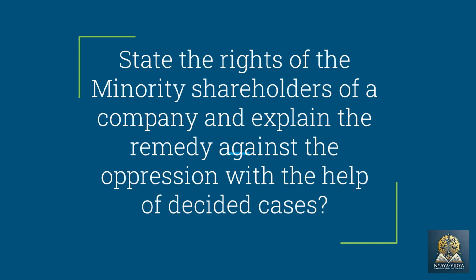Assume there is a company. There are three shareholders. One shareholder A has 60% of the shares, and B and C shareholders have only 20% each. That means 60 plus 20 plus 20, 100%. In this case, we can call A a majority shareholder, and B and C, who have only 20% of shares, can be called minority shareholders.